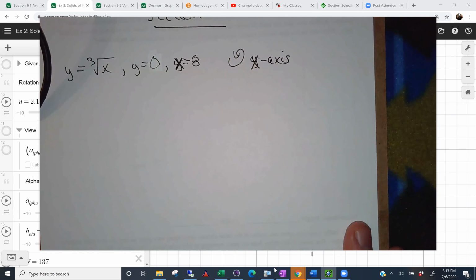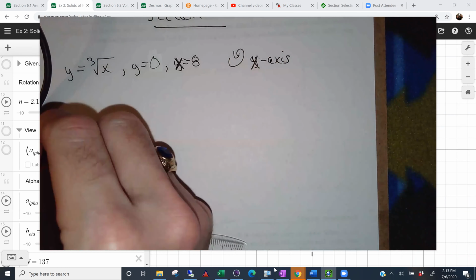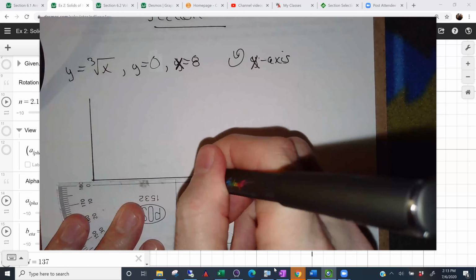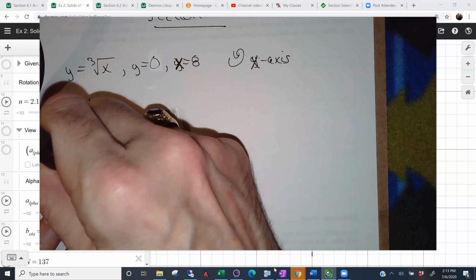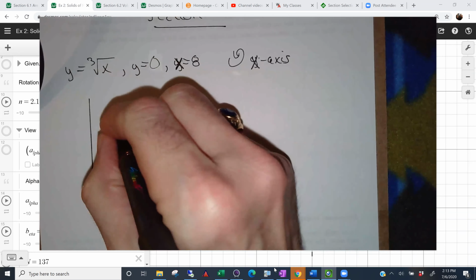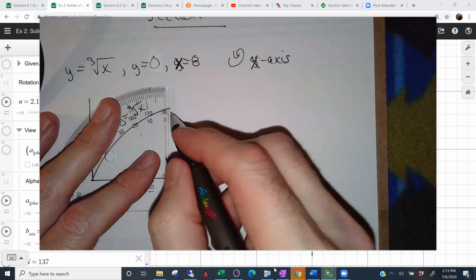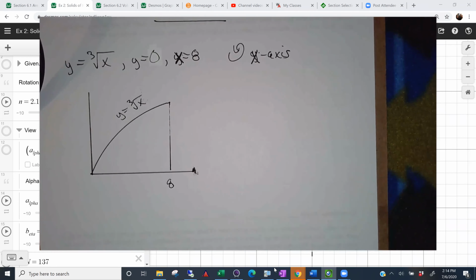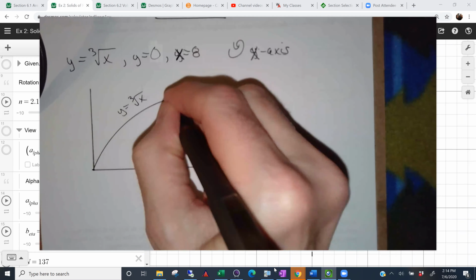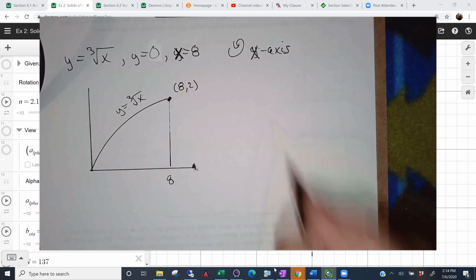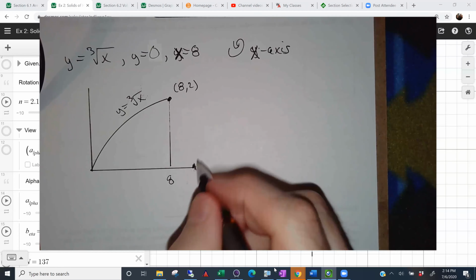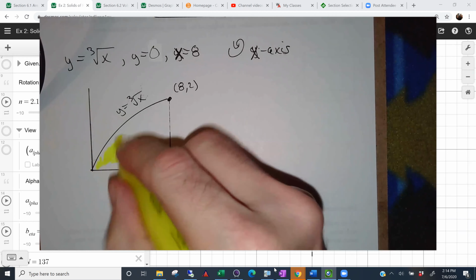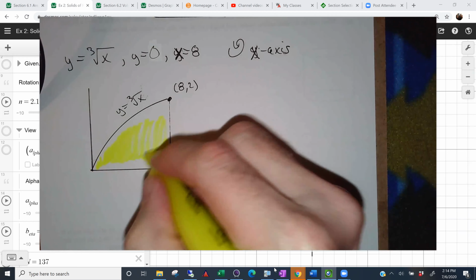So let me draw this, see if we can't figure out some more things about it. So something like this, and something like this. Now I'm not exactly sure what the cube root function is going to look like, but it's going to look something like that. So y equals the cube root of x up to x equals 8. So, okay. If x equals 8, then that makes us the point (8, 2). And of course, this is the x-axis, the line y equals 0. And we want to find what happens when we rotate this around the x-axis.